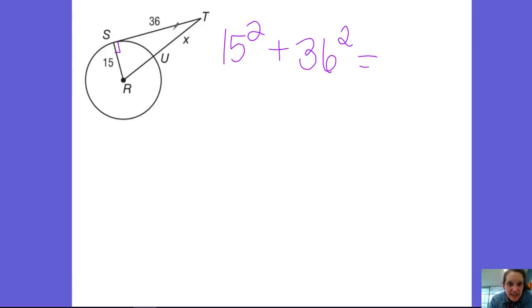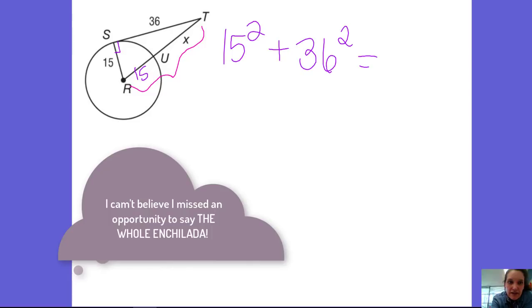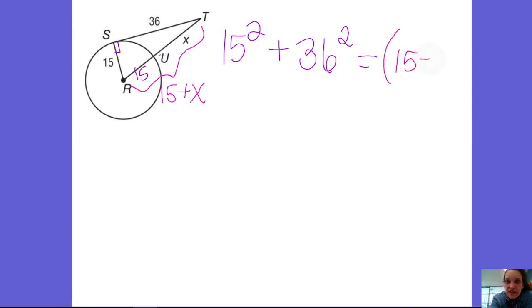I don't know what to do for c. I have this part out here, UT, this part that's outside the circle, that's x. But this is just blank. Oh wait, it's a radius. Since RS is 15, RU is 15 because it's a radius as well. And so RT, this whole segment, that whole hypotenuse, is 15 plus x. And so I'm going to do 15 plus x squared as my hypotenuse.